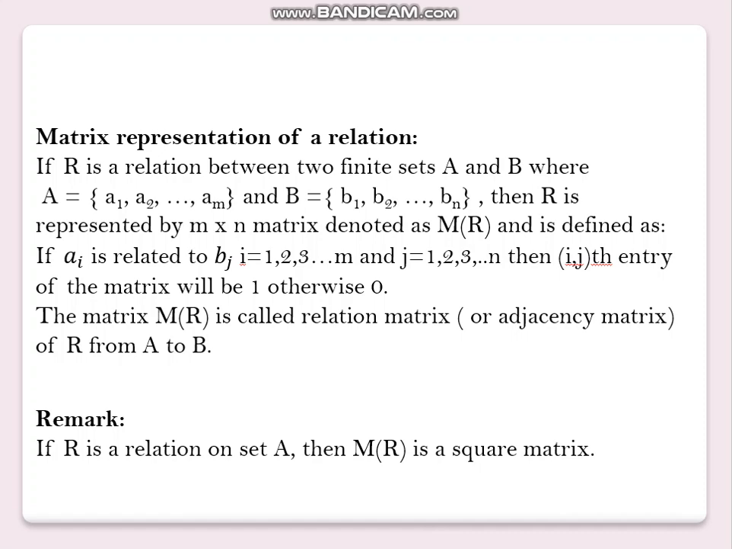If R is a relation on a set A, then M_R is a square matrix because the relation will be a subset of A cross A, and therefore the order of the matrix will be n by n if A contains n number of elements. Let us see the example.